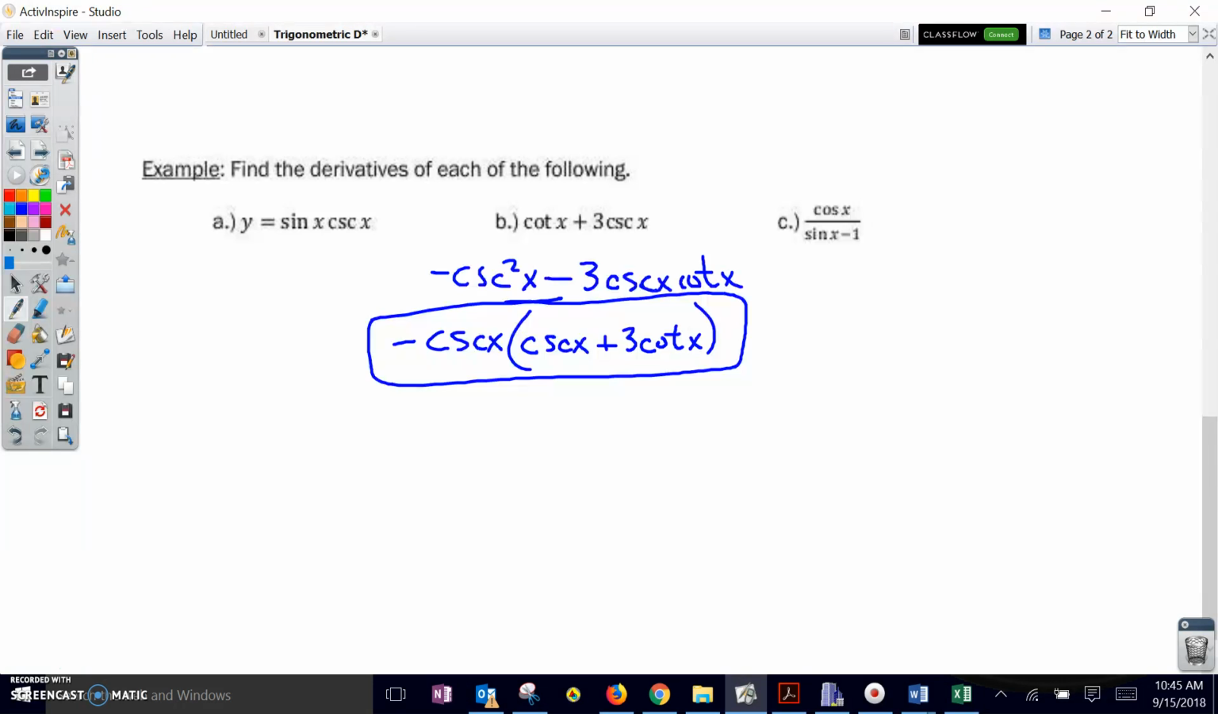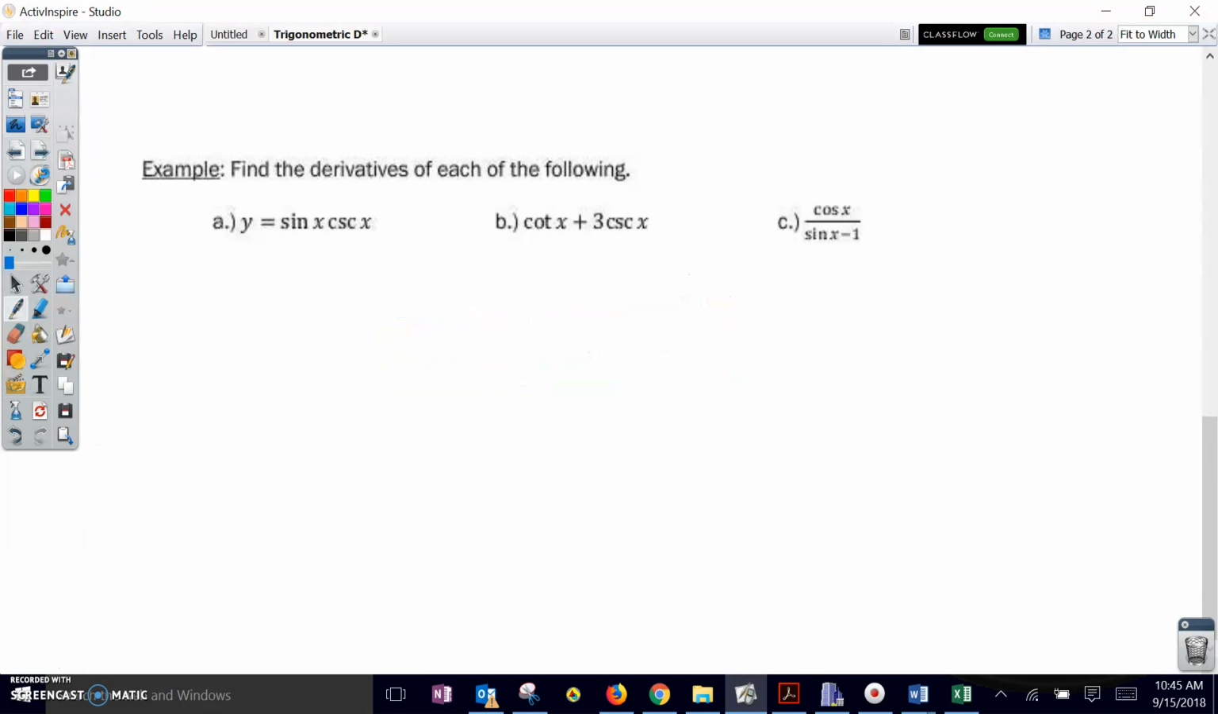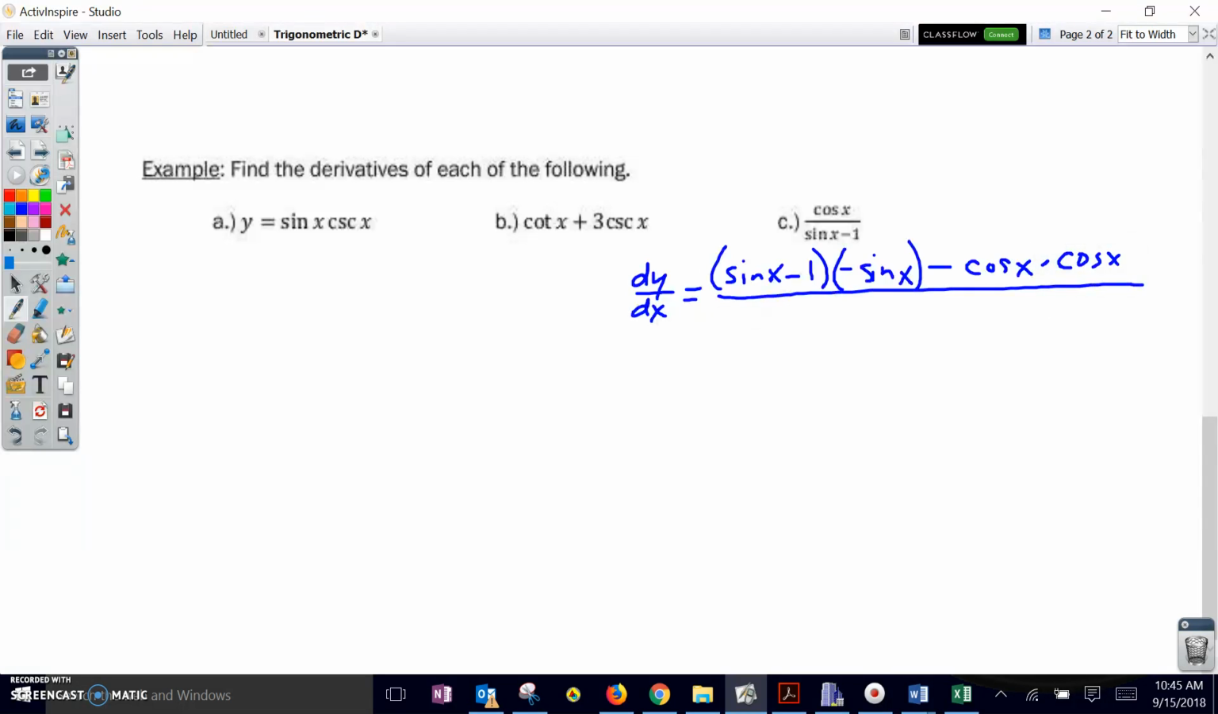Alright, one more. Go ahead and clear this off again, and we'll take the derivative of cosine of x over the quantity sine of x minus 1. Now this one is going to require the use of the quotient rule, and so I'm going to go ahead and use that. I've got low times the derivative of high, minus high times the derivative of low, all over low quantity squared.